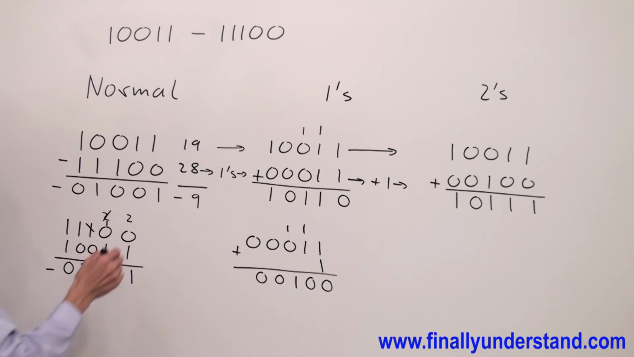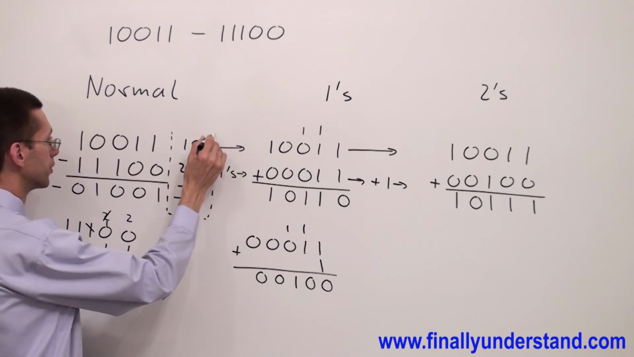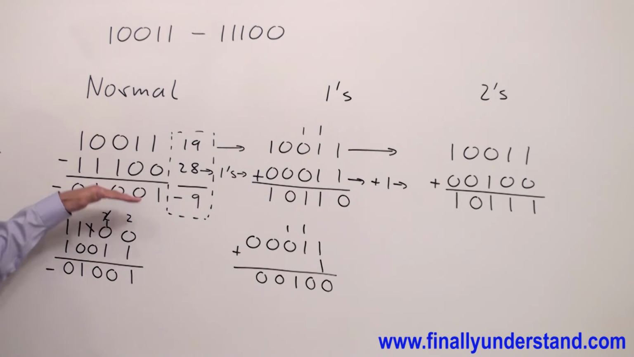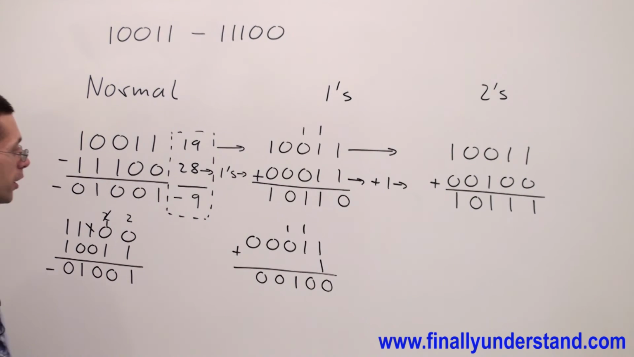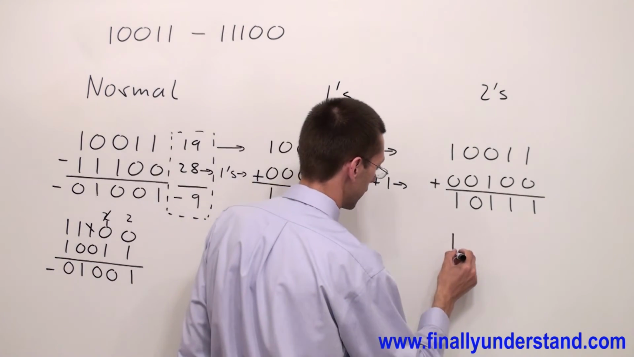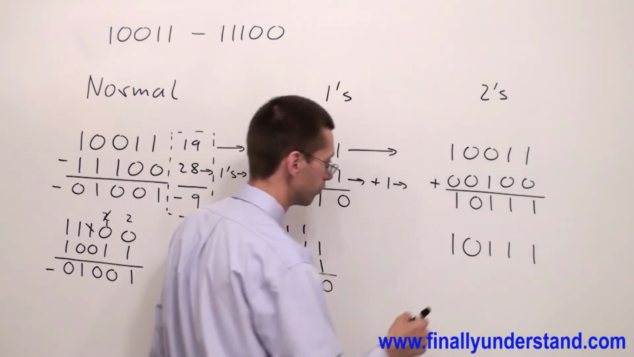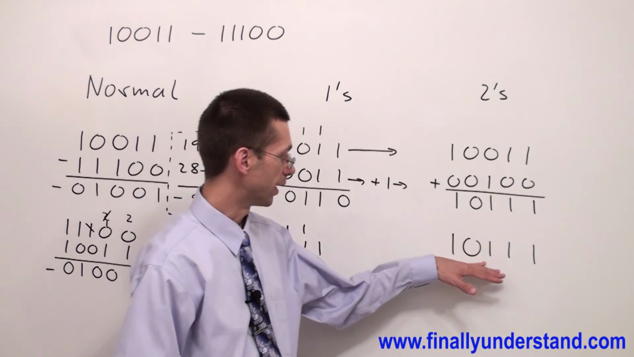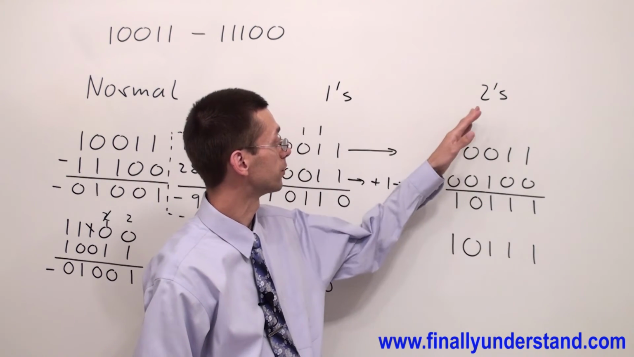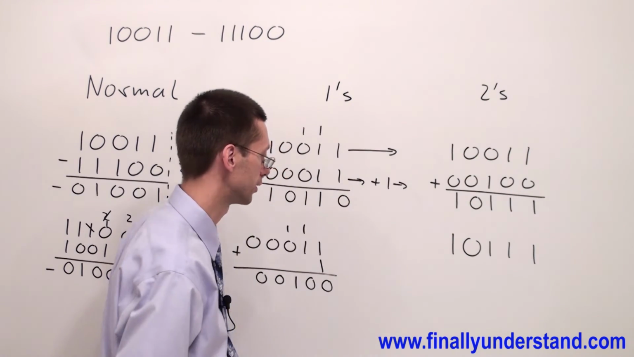Negative 9, right? If you are going to talk in terms of decimal numbers, this 19 minus 28 gave me negative 9. Look at this answer. I have 1, 0, 1, 1, 1. If you want to convert this negative binary number, because we talk in terms of signed numbers and this is 2's complement, it is automatically negative.